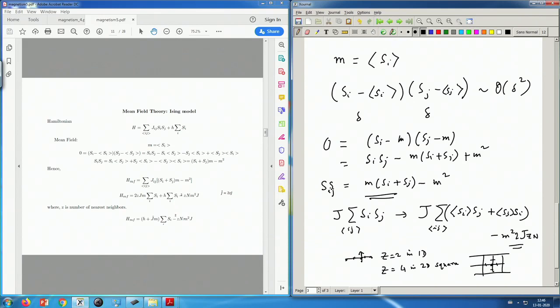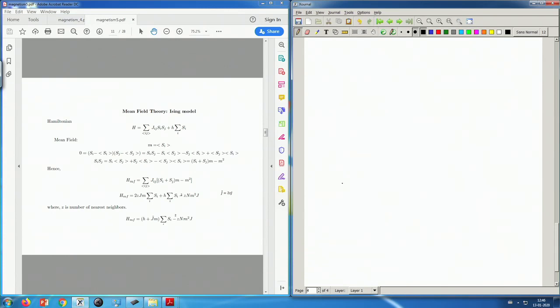So, this came from just m squared J m squared, sum over i j. So, that will give me 2 J z N J m squared. That is the term I have written here. Okay. So, this is how the mean field approximation goes. So what one gets is H mean field, therefore, is sum over i j.